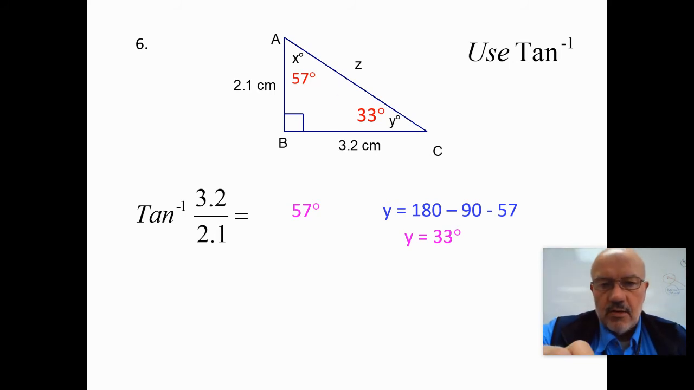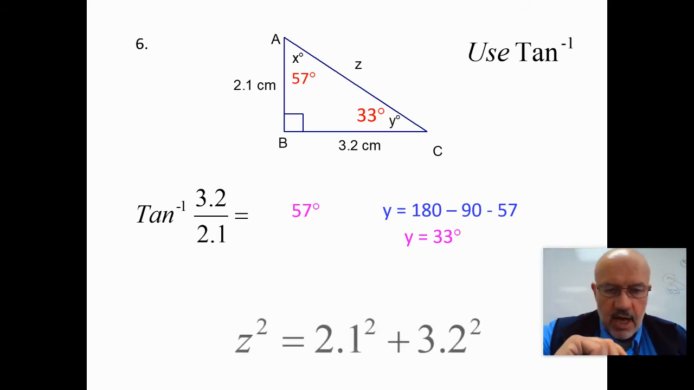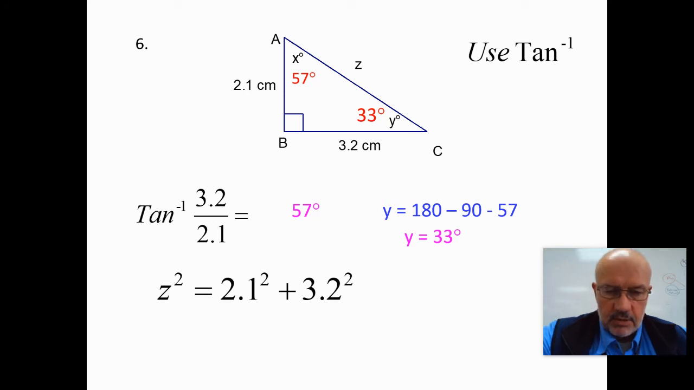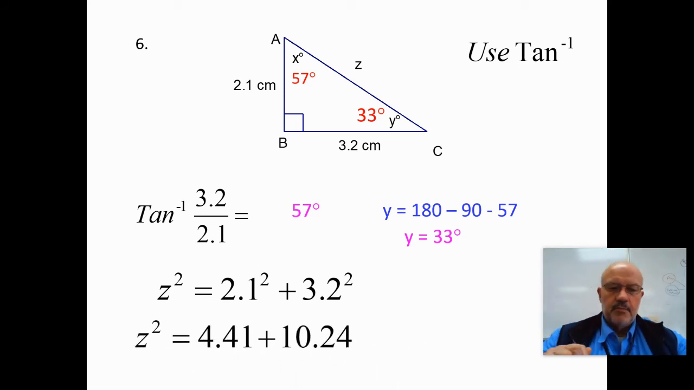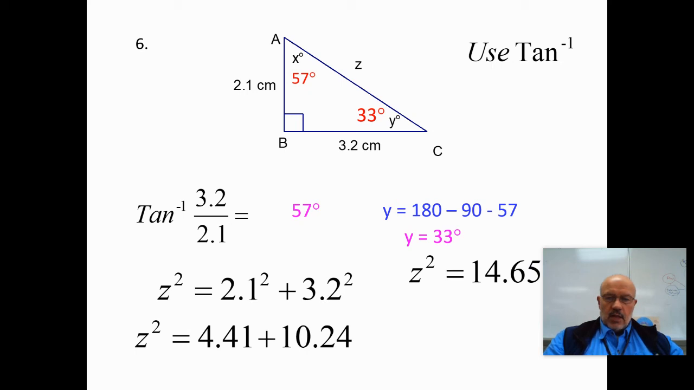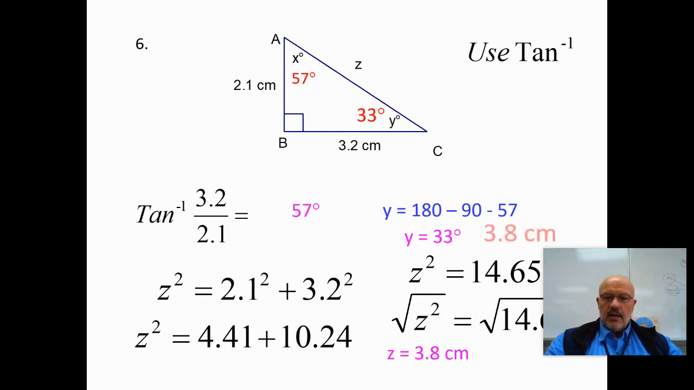You got sine, cosine, and I believe that I used the Pythagorean theorem for this because I haven't used it yet in this one. 2.1 squared is 4.41. 3.2 squared is 10.24. So that makes 14.65. So c squared equals 14.65. So we can square root that and get that it's 3.8 centimeters.